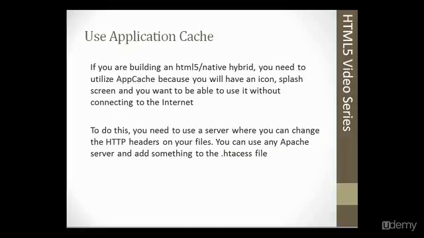Now, when you build an HTML5 mobile application, you're most likely going to take advantage of the application cache, or app cache, feature of HTML5. You'll need this because you want to have an icon, you want to have a startup screen, and you want the user to be able to use the app without having to be connected to the internet. And to be able to use the cache in this way, you need a server where you can change the HTTP headers on your files. You can do this by utilizing the htaccess file on any Apache server.